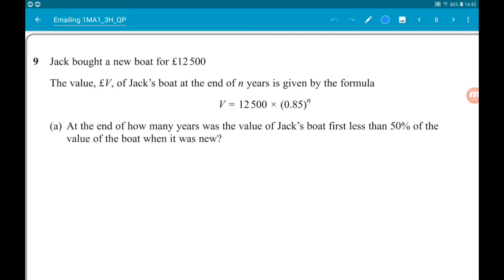Okay, so the first thing we need to find is 50% of £12,500. So just divide by 2, that's 6,250.